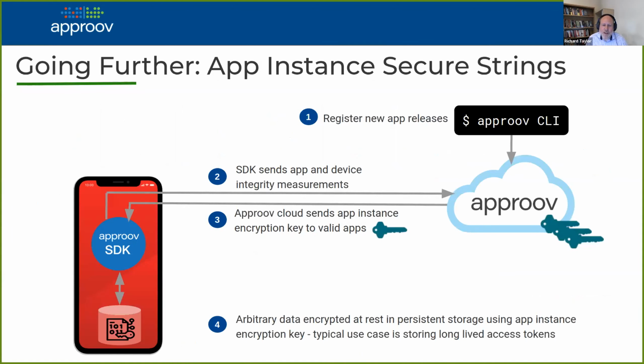There's also a further thing we can do, in that at the time a new app instance is connected, we actually assign it a per app instance secret, which is then securely transmitted down to the app, and we can use that to securely encrypt strings inside the persistent storage of the app itself. So it means that if you have some kind of long-lived access token, that can be encrypted by this mechanism.